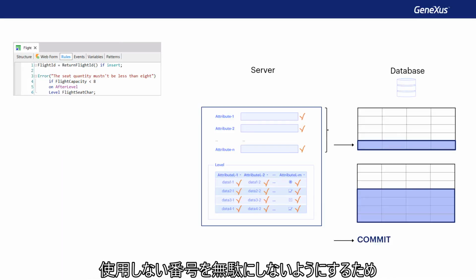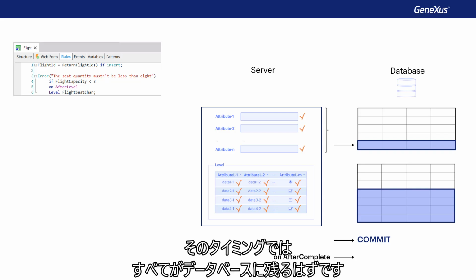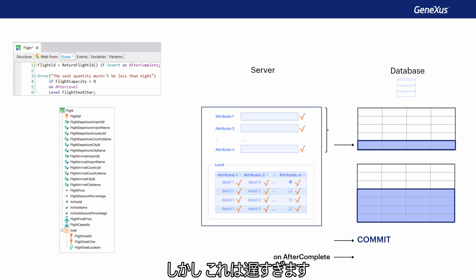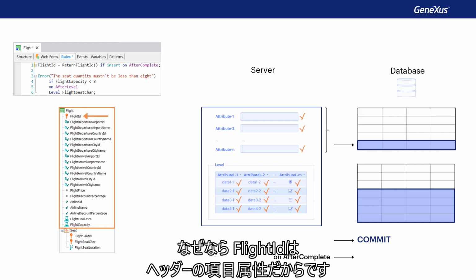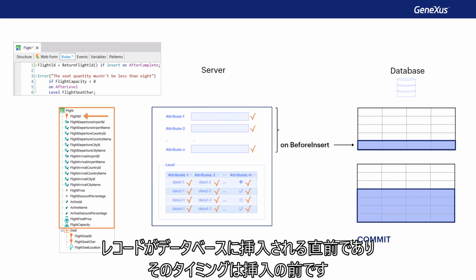To make sure we don't waste a number that we won't use, how about calling the procedure that gives the number after the commit, because at that moment, we're completely sure that everything will remain in the database. Nope, that's too late. Why? Because flight ID is an attribute of the header. The last moment to assign it a value is the one immediately before the record is inserted in the database, and that moment is before insert.